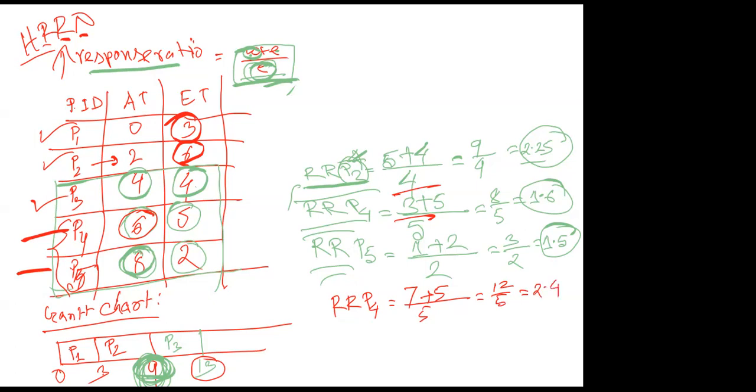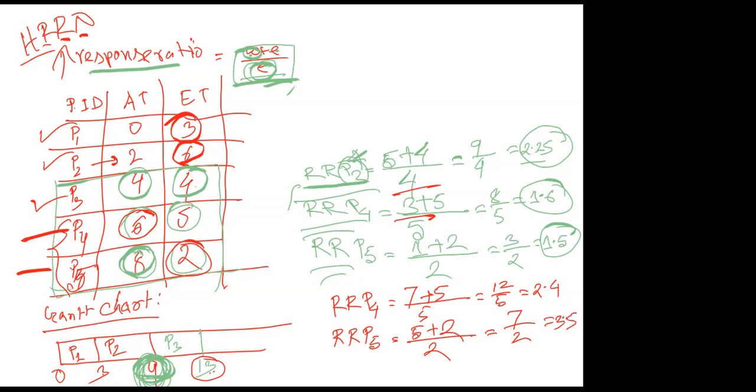Now let's calculate the current response ratio for process P5. At first, how long has it been waiting? It is 13 minus 8 is 5, plus its execution time 2, divided by 2. It is 7 divided by 2, which is 3.5.